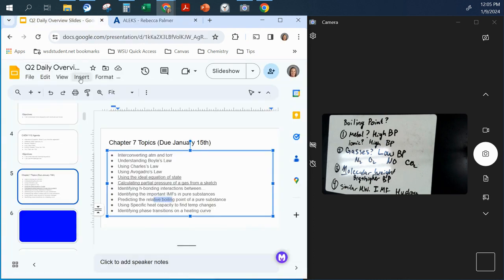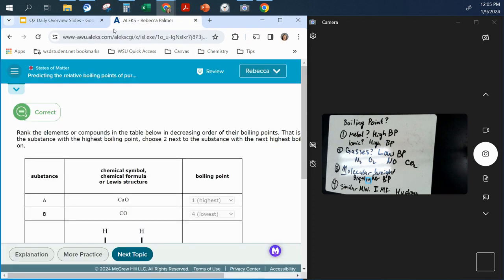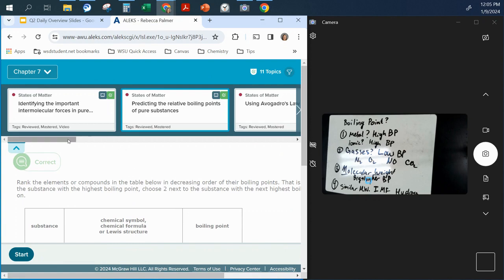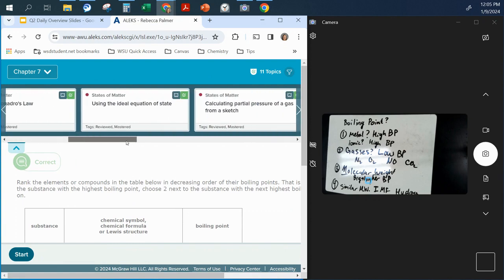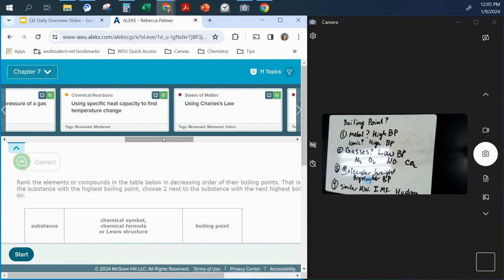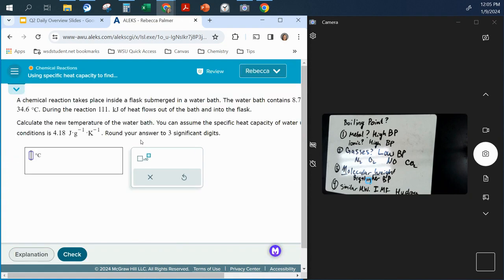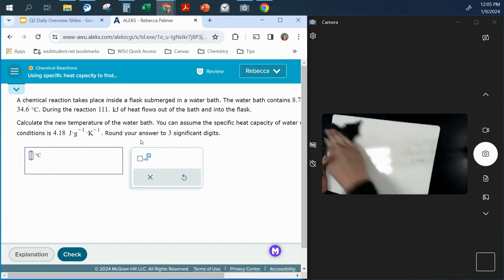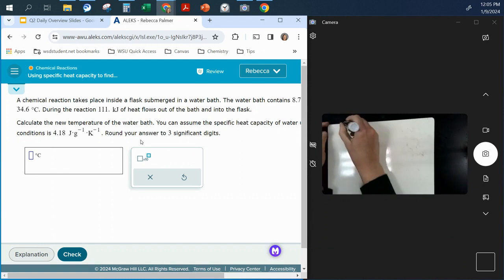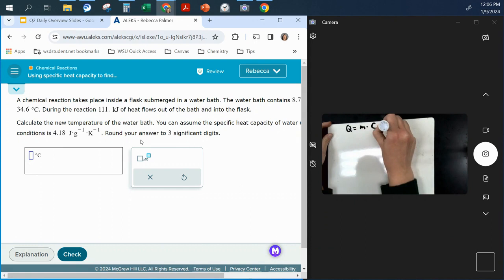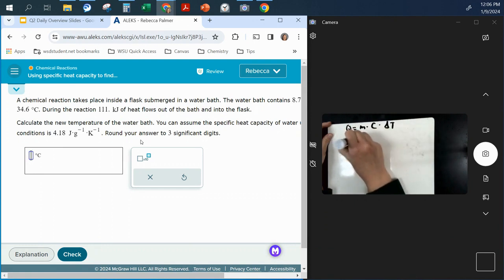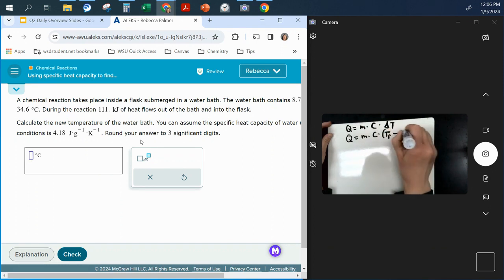Okay, next one is the specific heat capacity. This is another math question. We're using an equation to figure out the temperature change of a water bath. I'm going to erase this. So this one uses this equation: Q equals M times C times delta T, or Q equals M times C times the final temperature minus the initial temperature of the system.